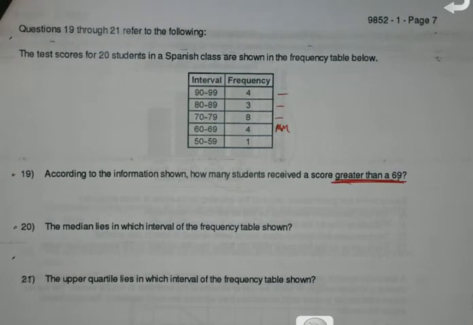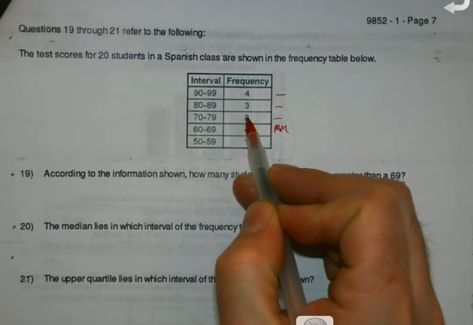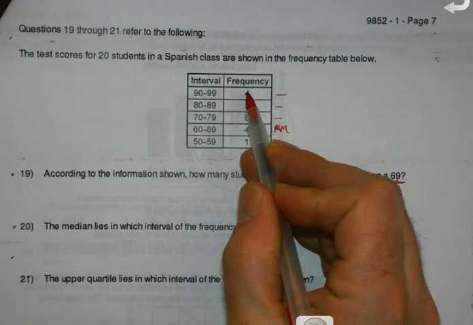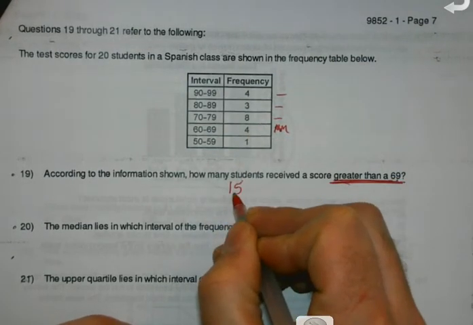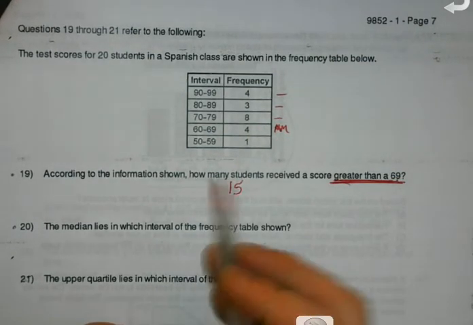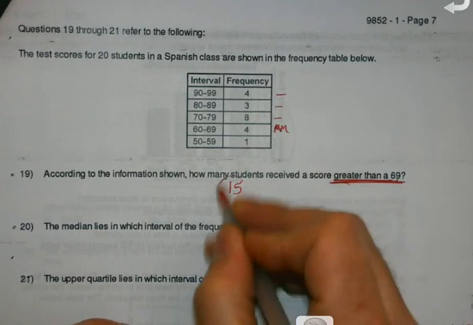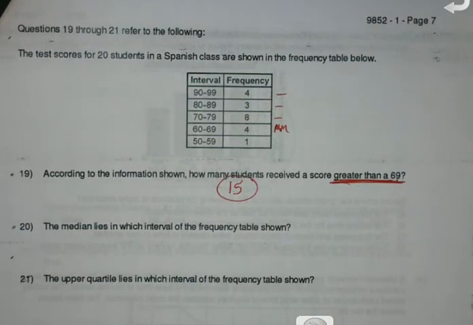So what I'll do then is add these up. I got 8 and 3 and 4, which would be 15. But again, it's just asking for how many students, so I don't have to make my fraction here. I just write the number of students that are covered and I'd be done.